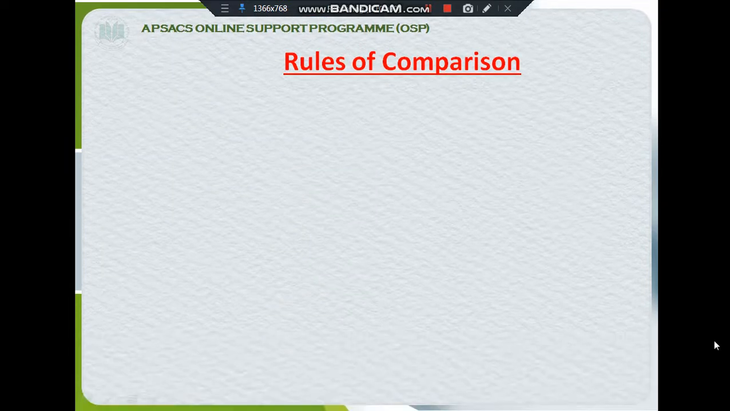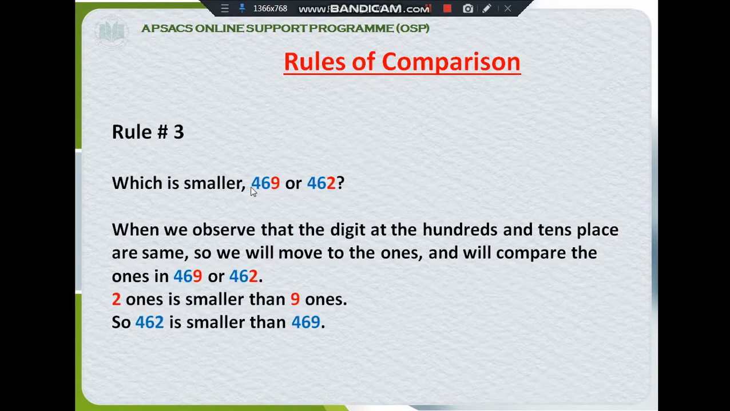Okay, one more rule. Rule number 3. Now, look over here at these two numbers. You see that at hundreds place we have 4. At tens place we have 6. They are the same. So when both the place values are the same, then we will move on to ones. Now here is 9 ones and here 2 ones. Now the question is which is smaller? Is 9 ones smaller or is 2 ones smaller? Yes, 2 ones is smaller. So 462 is smaller than 469. I hope all of you have understood.